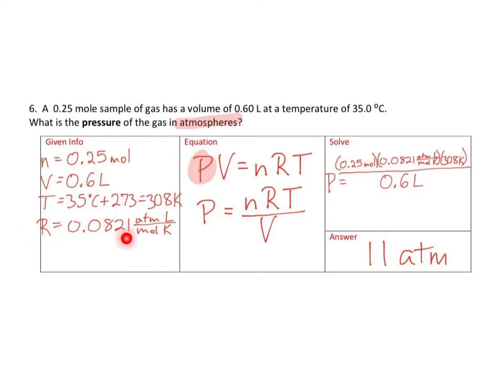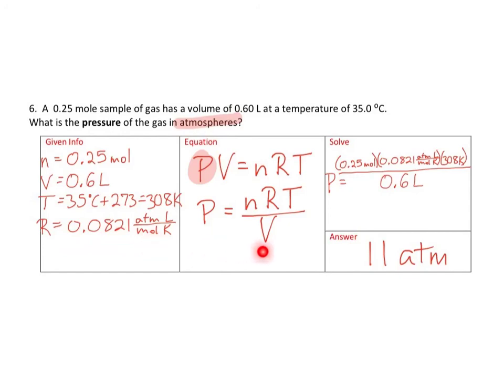You have to have the R value memorized. Because this question specifies that it wants pressure expressed in atmosphere, we know to use this value of R, 0.0821 atmosphere liter per mole Kelvin.